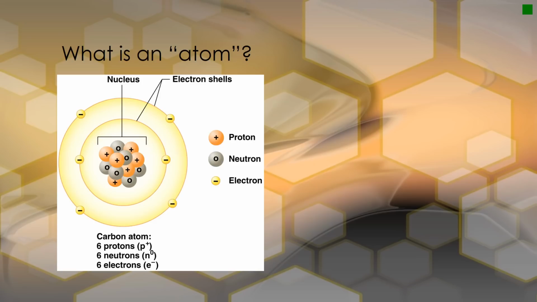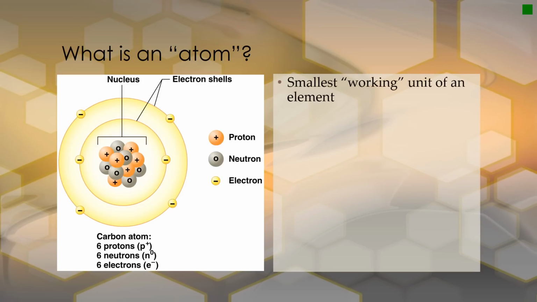The next question you want to consider is, what is an atom? We ask you to define the term atom. First of all, an atom is part of an element. Think about an element as many, many atoms all hanging out together. A single atom is considered to be the smallest working unit of an element. By working, I mean that atom retains the chemical properties of the element.